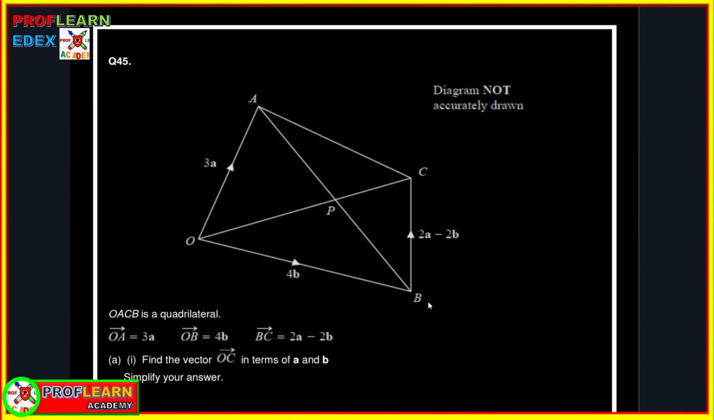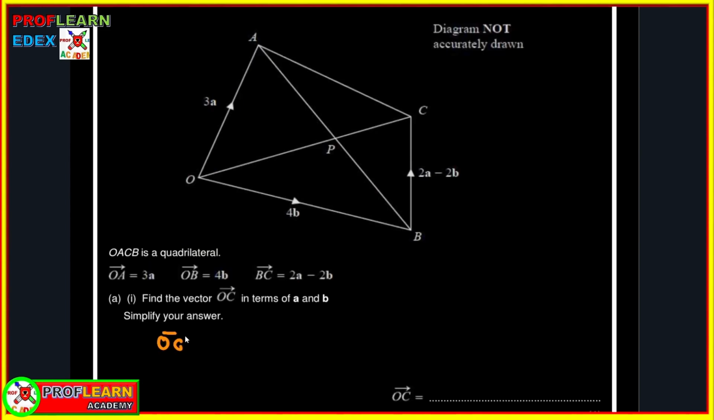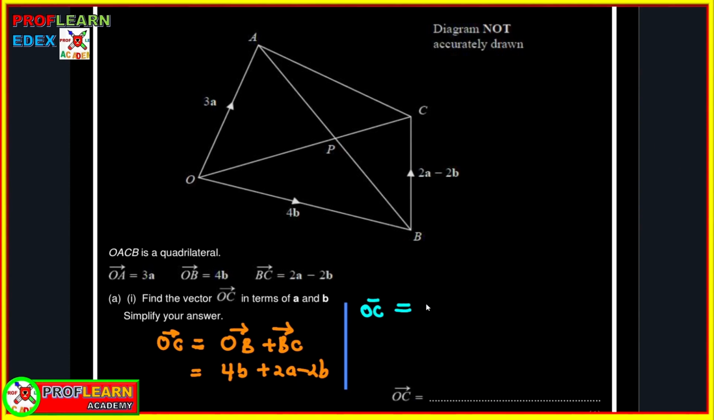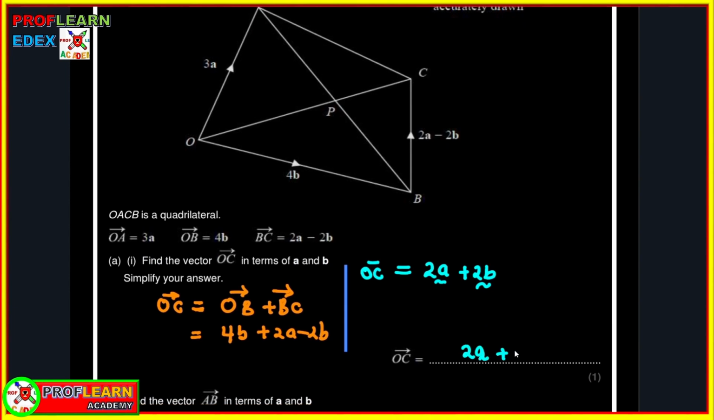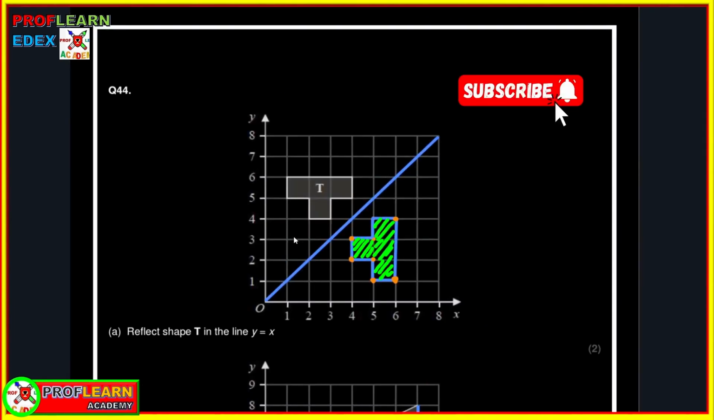Now, this is a question to do with vectors, and here we are told that it is a quadrilateral. We are supposed to find OC. Remember, OC will be OB plus BC, and then if we put the like terms together, we're going to say 4B plus 2A minus 2B, and then we put the like terms together. We end up having our answer as that. All right.